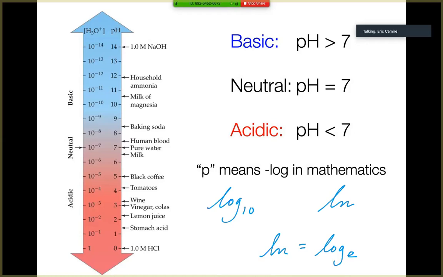So when we're looking here, the difference between, say, pure water and something like household ammonia, right? 7 to 12, that's 1, 2, 3, 4 orders of magnitude. That means it's 10,000 times more basic than pure water.